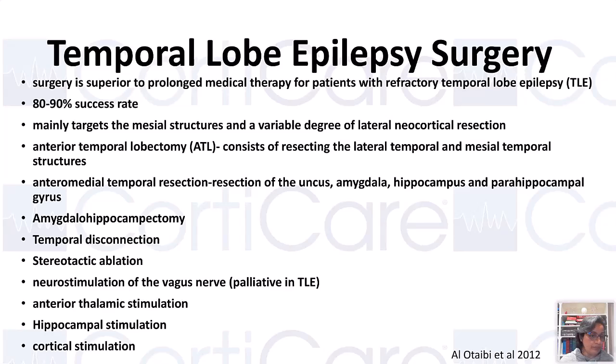Temporal disconnection: if the patient's epilepsy is due to non-lesional causes in the temporal lobe, they disconnect the temporal lobe from the frontal, the parietal, and the occipital lobes. Basically, they're separating it so that the seizures can be controlled. Stereotactic ablation and neurostimulation are just palliative in temporal lobe epilepsy. They're not going to cure the patient. New techniques like anterior thalamic stimulation, hippocampal stimulation, and cortical stimulation are coming up to control temporal lobe epilepsy. The idea is to have minimum side effects after the surgery, so newer techniques are coming up.